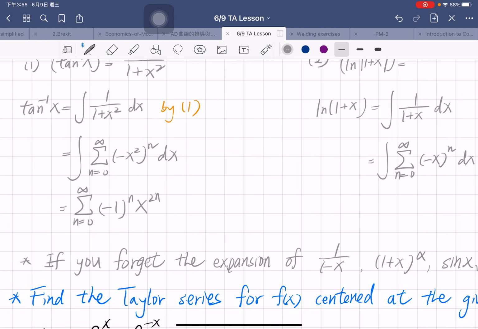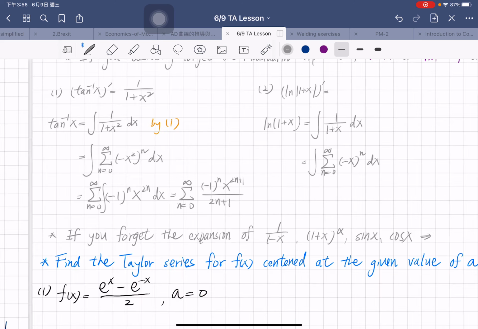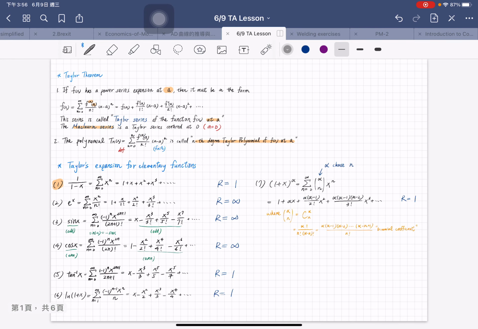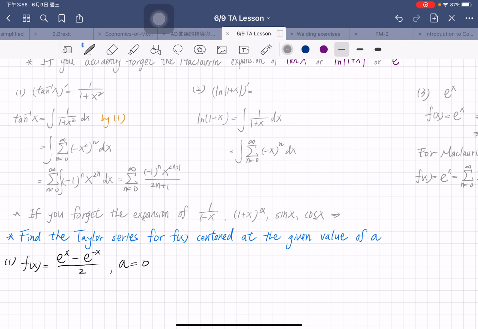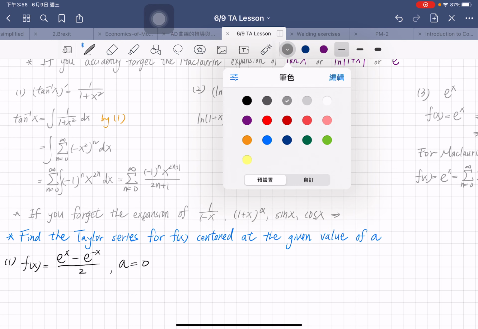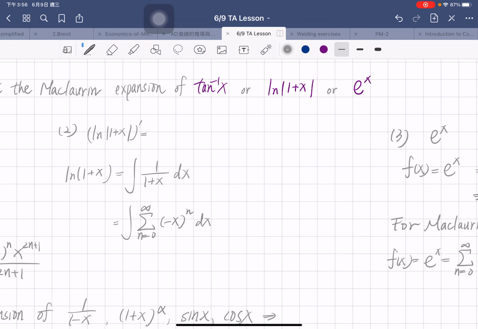So at the end, what we got is the sum of n from 0 to infinity of (minus 1) with the n power, x to the 2n plus 1, divided by the coefficient 2n plus 1. Okay, so you see that this one is identical to the arctangent here. So if you forget how the Taylor expansion of arctangent looks like, you can just integrate 1 over 1 plus x squared.